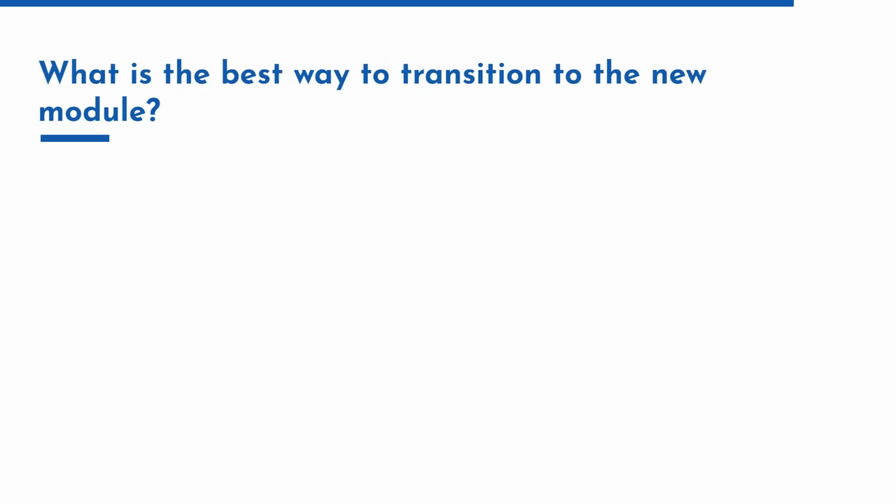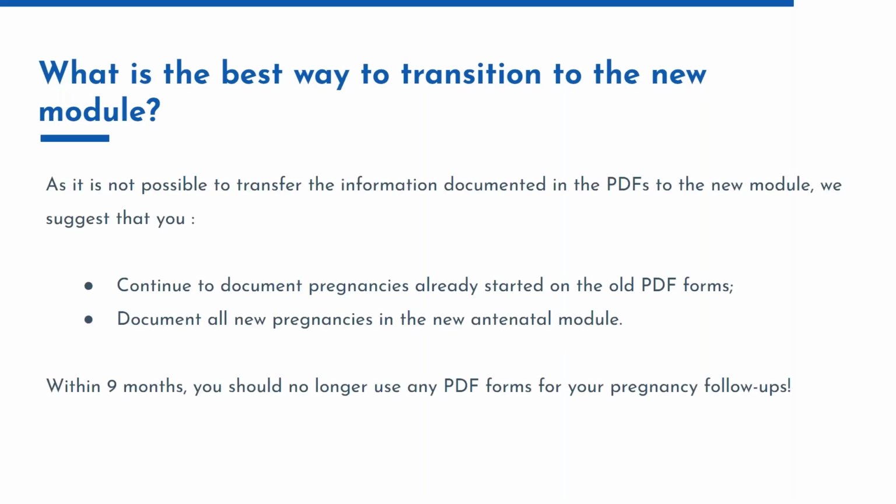So first of all, what's the best way to transition to the new module? We can't transfer any of the information that's on PDF to the new module. That's something that we can't do. So what we suggest is that you continue to document any current pregnancies that you've already started. You keep documenting them on the PDF forms, but all new pregnancies that come into the clinic, you can document in the new antenatal module. So in theory, within 9 months, you shouldn't be documenting on the PDFs anymore, and you should have completely transitioned to the new obstetrical module.